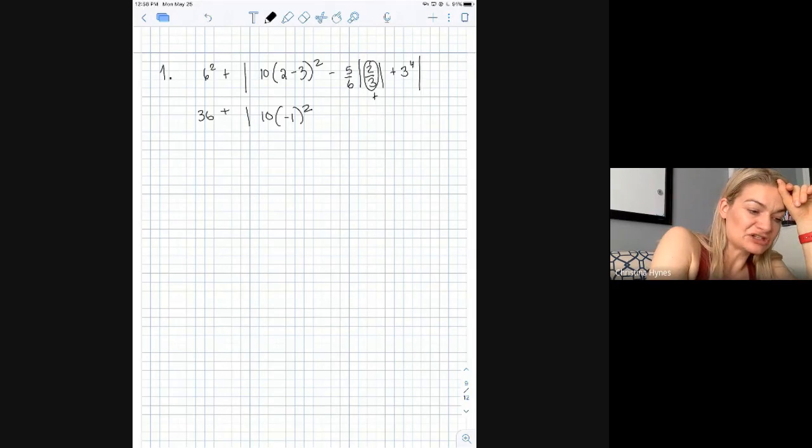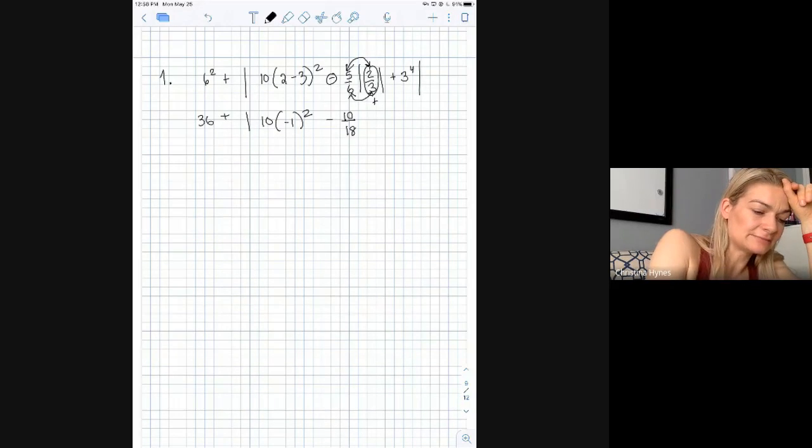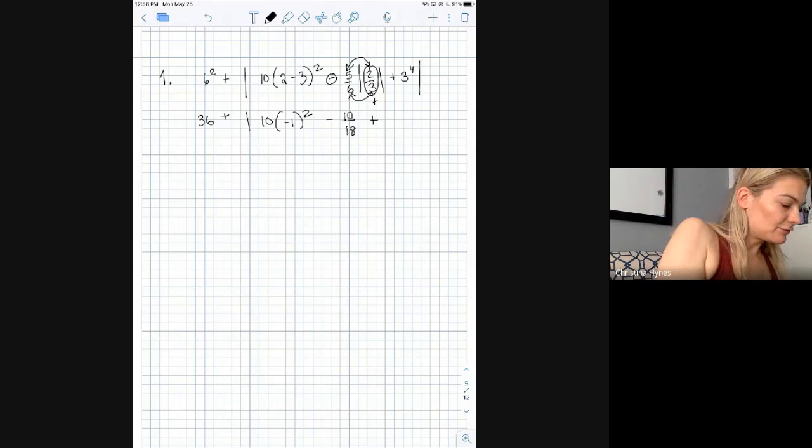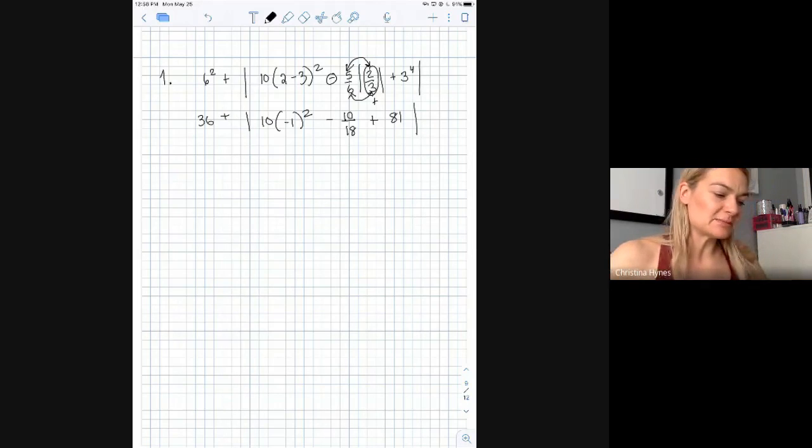That's not going to change. But these two guys are going to multiply together. The numerators always multiply together, and the denominators always multiply together. So this negative is going to multiply with the positive to get -10 over 6 times 3 is 18. And then you're going to add 3 to the power 4, which is 81. So that's what I've simplified so far.